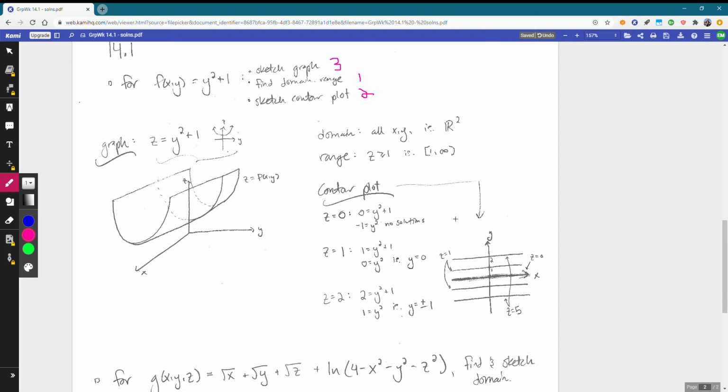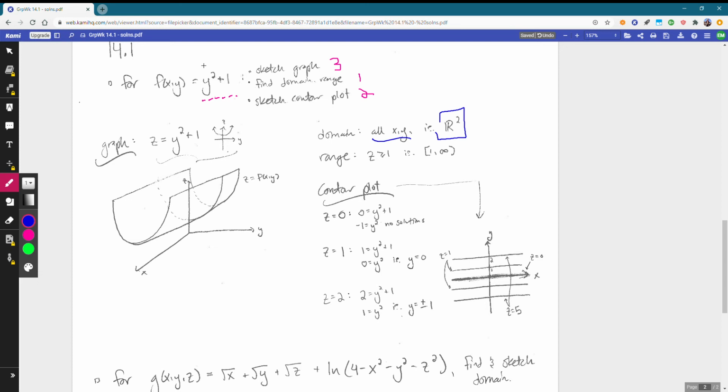All right, so domain and range. So you're looking at our function. It's polynomial. We can plug in any x and y we want. It doesn't even use x, so x is not going to mess it up. Neither is y. So the domain here is all x, y, i.e. R squared. Right, that's the full xy plane.